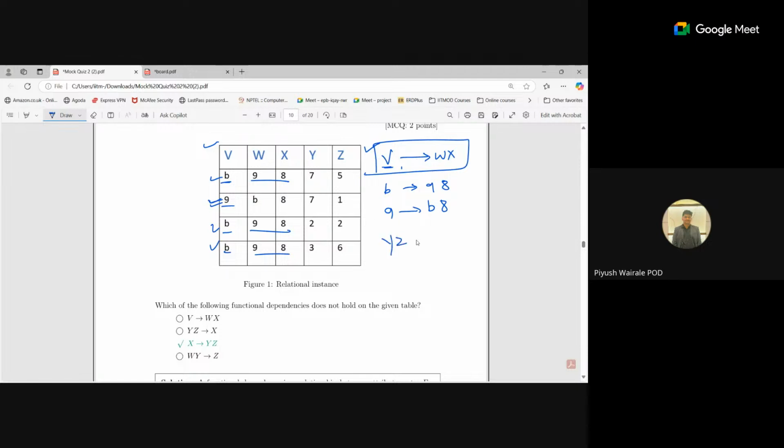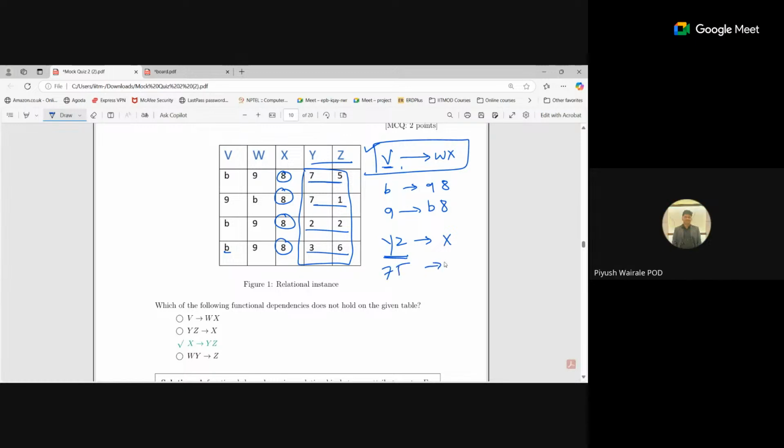Similarly, what about YZ determining X? Is this holding or not? No. So check the combinations. Y Z, like 7 5 determining 8, okay. 7 1 determining 8, okay. 2 2 determining 8, that is fine. 3 6 determining 8, that is also fine. So every left hand side value is unique here. Anyway, it is going to determine the unique value, right? So right hand side duplicates are fine, we are not dealing with the right hand side values.